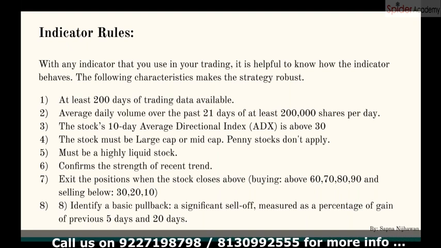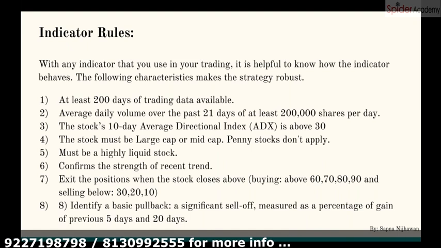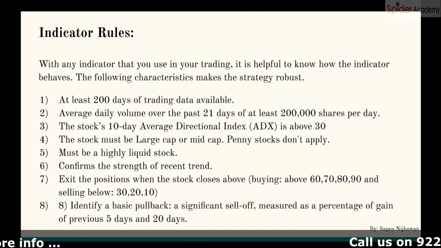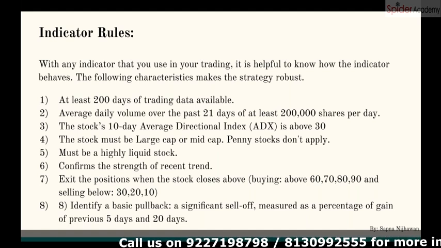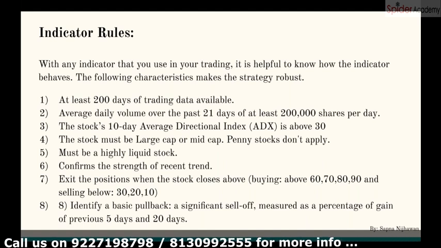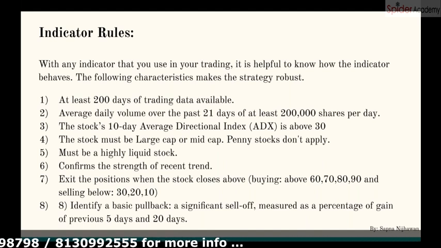Seventh, exit the position when the stock closes above 60, 70, 80, 90 and selling below 30, 40, 20, 10. You can exit below 40, which will also give you good profit because it's a volatile market and we need to start booking or start trailing our profits.